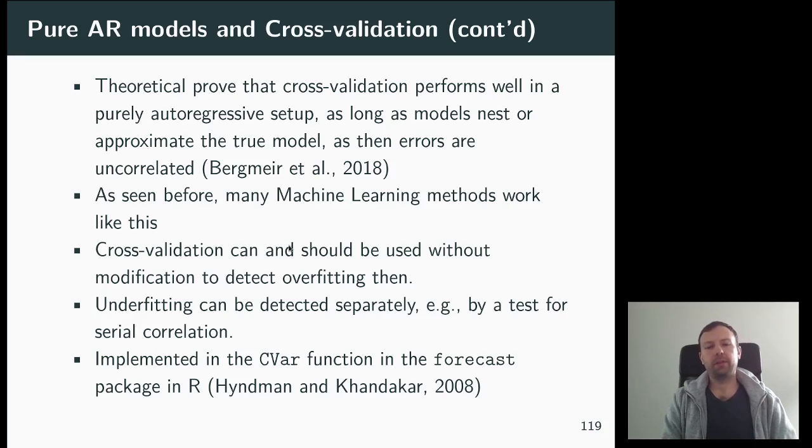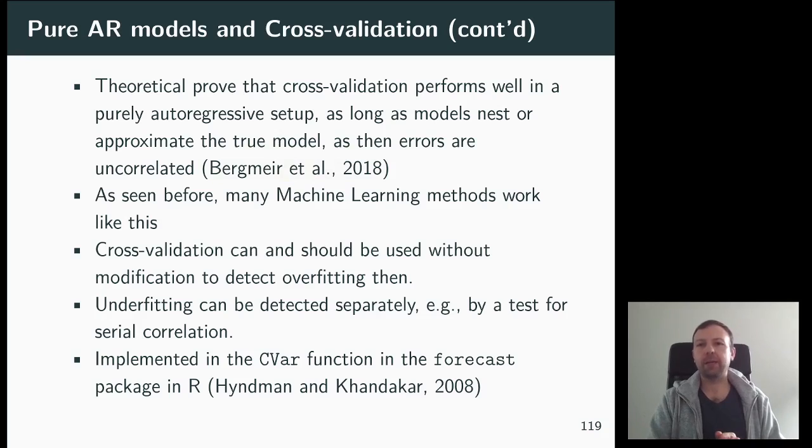That's some work I've done in the past. We developed a theoretical proof that cross-validation actually performs well in such a purely autoregressive setup as long as the models nest or approximate the true model. Because then the errors are uncorrelated, and that's everything that matters. So as long as the errors are uncorrelated, the cross-validation is going to work fine.